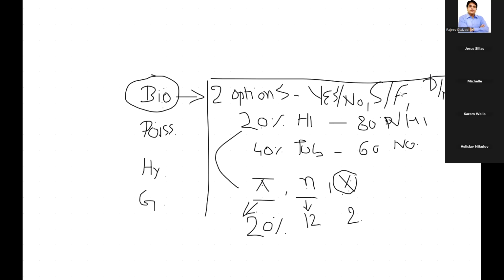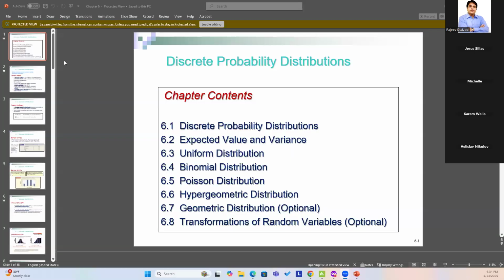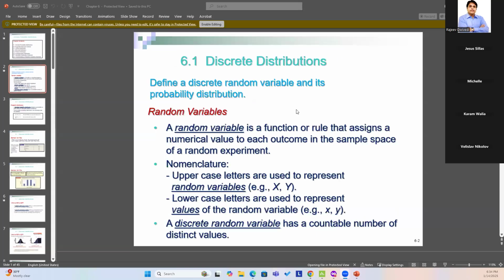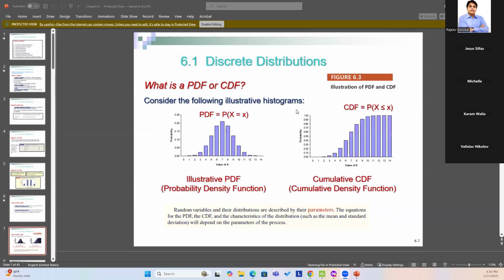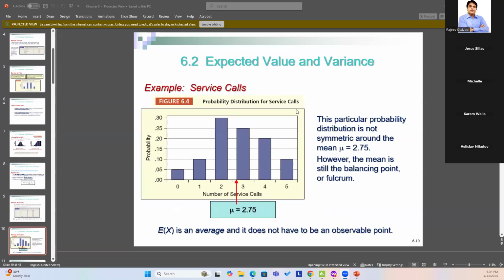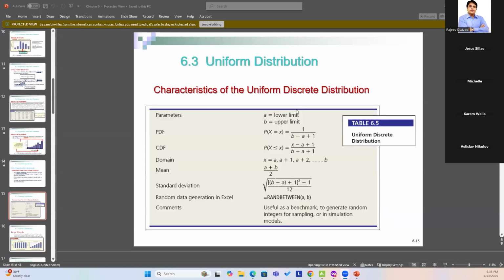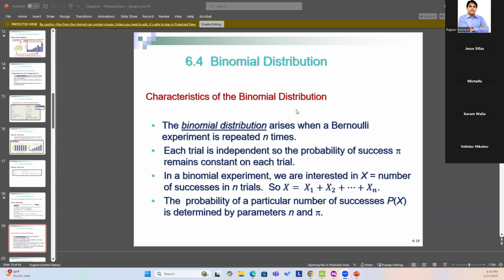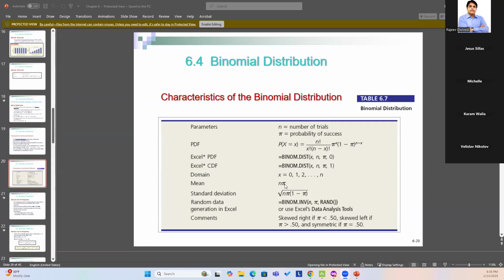Now, if you understand this, let's do one example that is there in the slides, so you will understand better. So I'm going to share my screen too. Are you able to see? So discrete probability distribution, you can understand this, but the most important thing is the binomial distribution. So basically the mean is this.